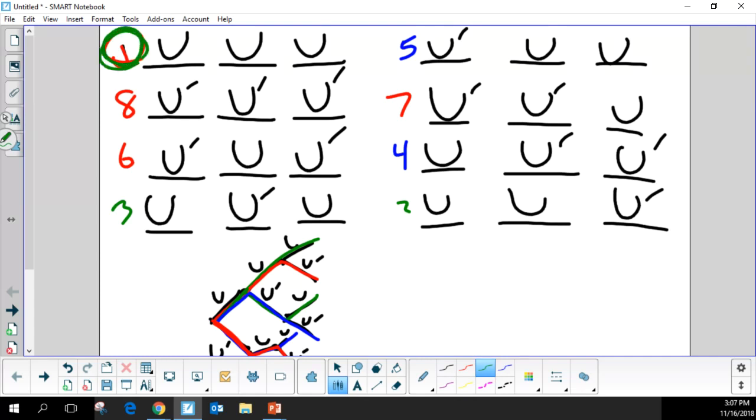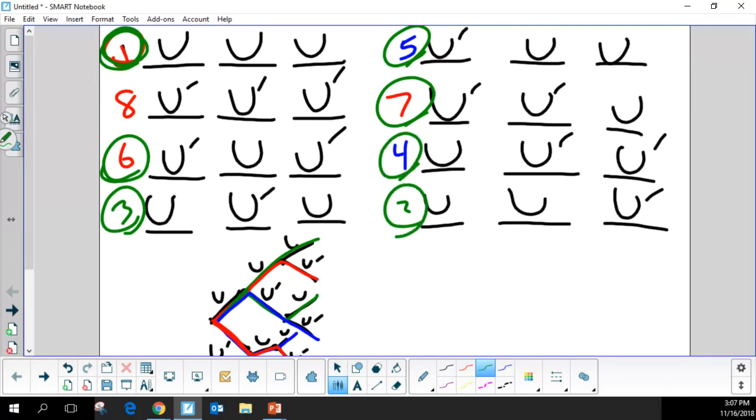What do we mean green? This qualifies. This line 6 qualifies. 3 qualifies. 5 qualifies. 7 qualifies. 4 qualifies. And 2 qualifies. So we could figure out the odds of each one of these.